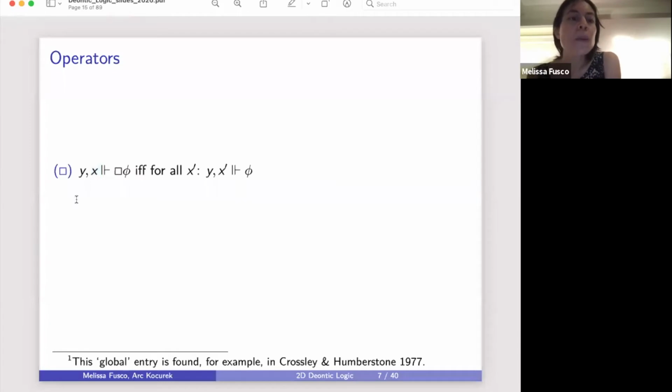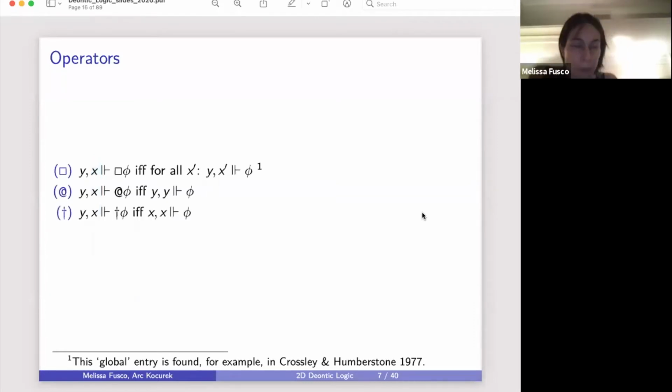So for example, we'll have a box, which is just the simplest sort of global quantifier over the world of evaluation. So the basic idea here is things like indexicals, which are set by context. Those are rigid in the scope of modal operators like the box. But other than that, our relation will be universal. I'll just quantify universally and say yx satisfies box phi, if for all x prime, yx prime satisfies phi. And so that global entry, for example, that you find in Crossley and Humberstone.